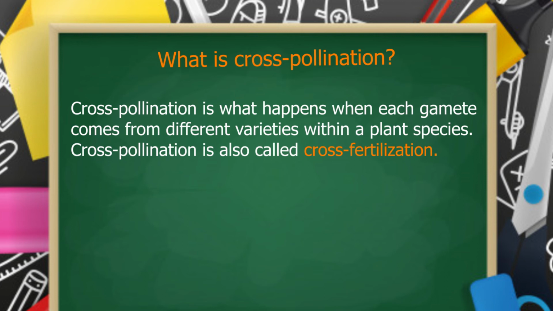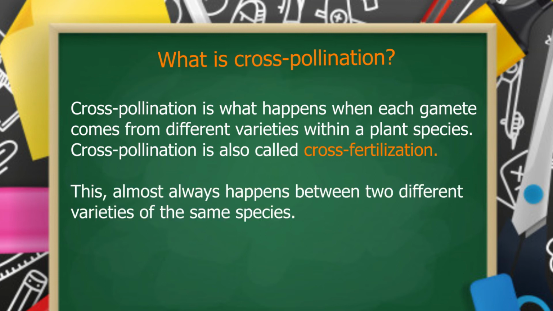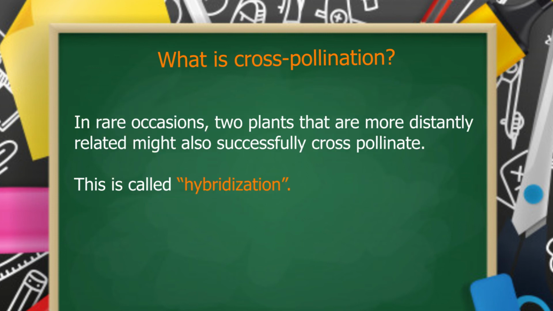Cross-pollination is also called cross-fertilization. This almost always happens between two different varieties of the same species. On rare occasions, two plants that are more distantly related might also successfully cross-pollinate.